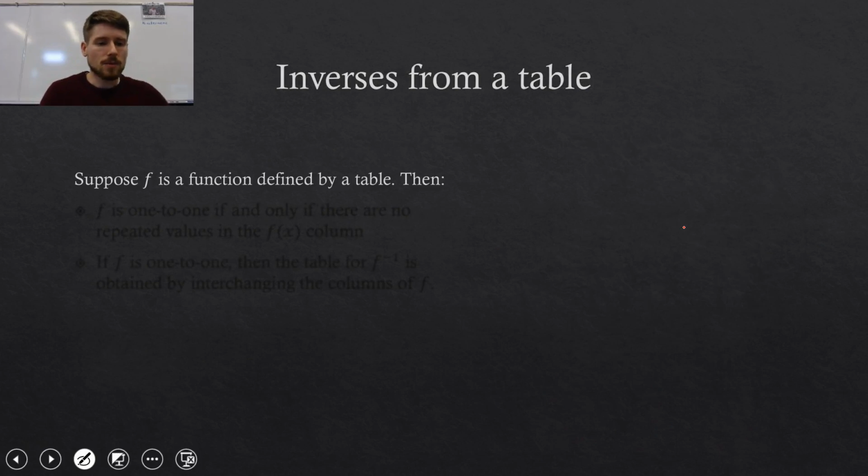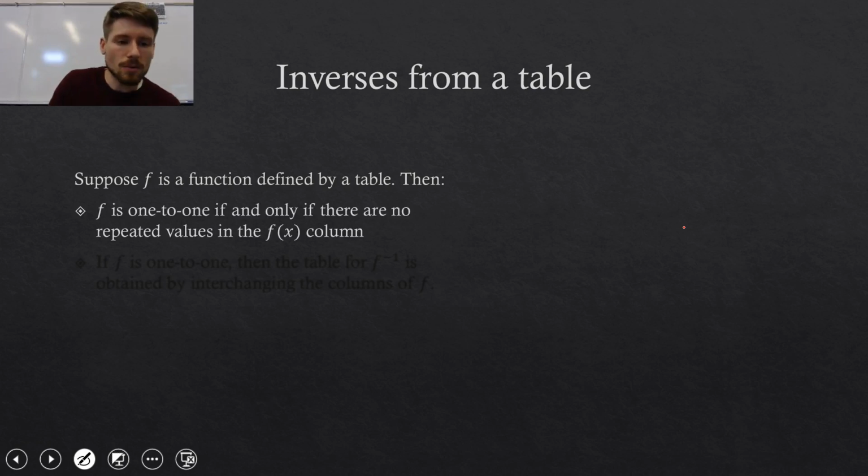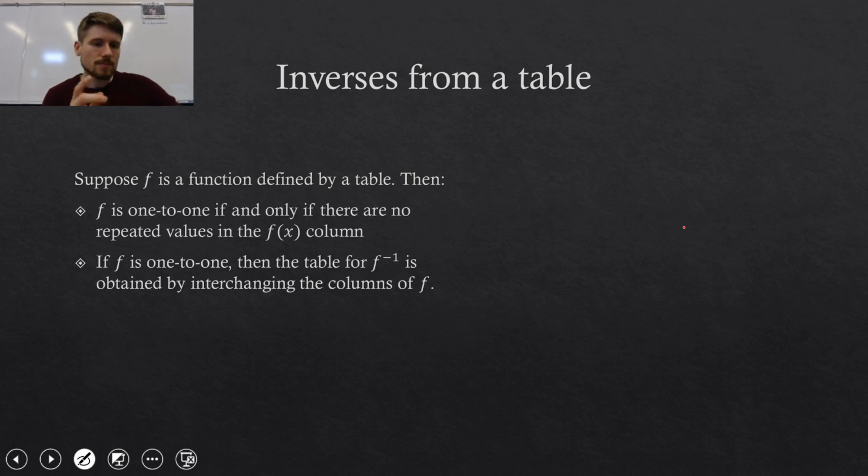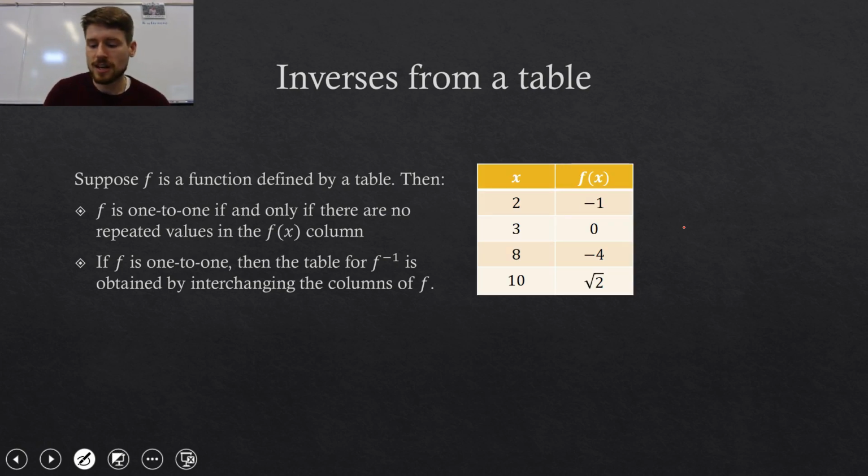Okay, another thing we can do with inverses is we can look at an inverse from a table. So a function is 1-to-1 if there are no repeated values in the f of x column. So that's the column of y values. It's not 1-to-1 if there are repeated values. And if there are no repeated values in the y or f of x column, then you can get the inverse function just by swapping columns. That's all it is. You're interchanging the x and y values.